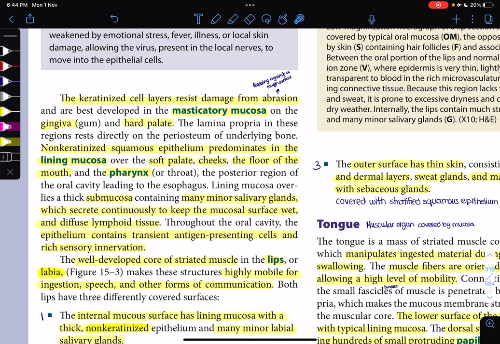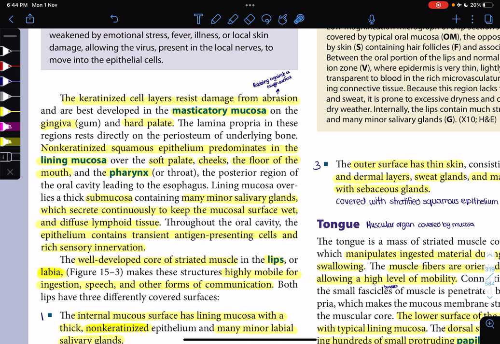The lamina propria in these regions rests directly on the periosteum of the underlying bone. Okay, so the non-keratinized squamous epithelium predominates in the lining mucosa. So the keratinized cell layers are present in the masticatory mucosa, and the non-keratinized squamous epithelium is present in the lining mucosa, in the soft palate, cheeks, the floor of the mouth, and the pharynx or the throat, which is the posterior region of the oral cavity leading to the esophagus.